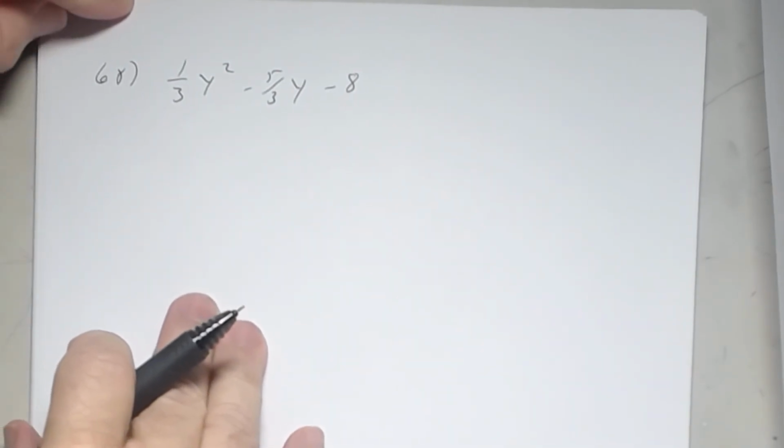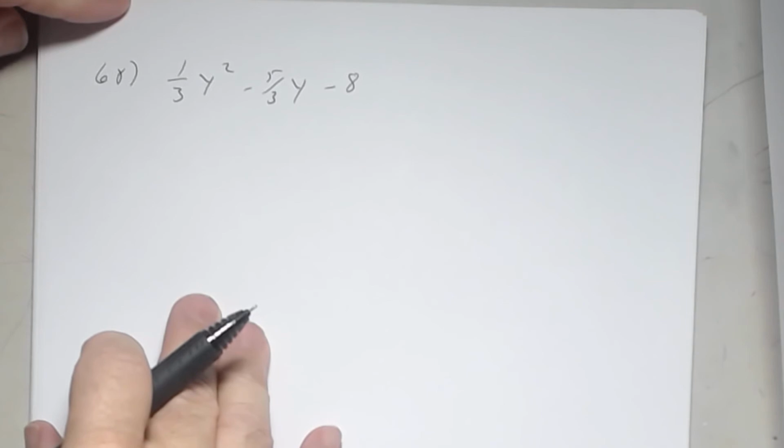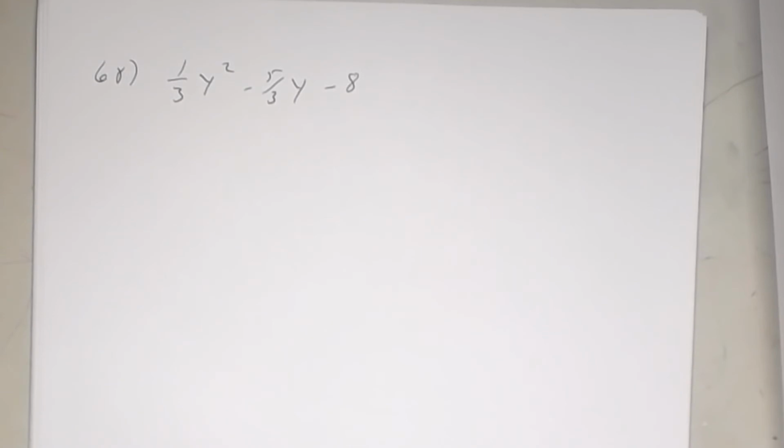All right. So the GCF will at least be a 1/3 y. Let me make sure I read this. 1/3 y squared minus 5/3. There's no y. Oh, yeah, that's right. Minus 8. Okay. Now, here's what they tell you to do.